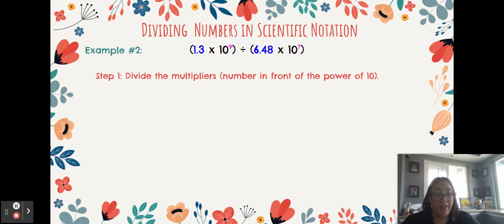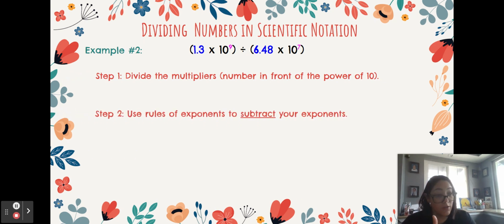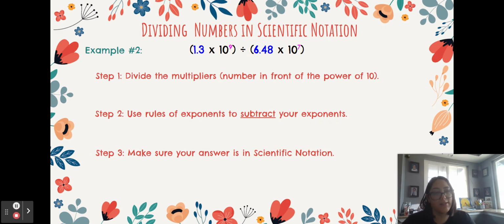So I took China and I took France, and I'm dividing. Okay. Step 1, we're going to go ahead and divide those multipliers, the toughest step. Step 2, we're going to go ahead and use those rules of exponents to subtract our exponents. And lastly, just make sure that it is in fact in scientific notation. Okay. And just after this, I'll go ahead and upload a picture of detailed steps of how I got my quotient. So if I were to divide those two, I get 0.2 or 2/10 approximately.